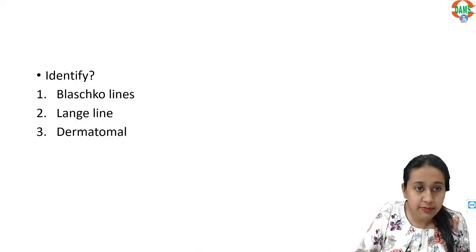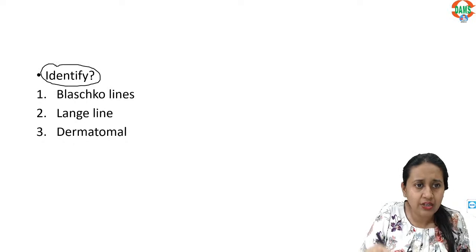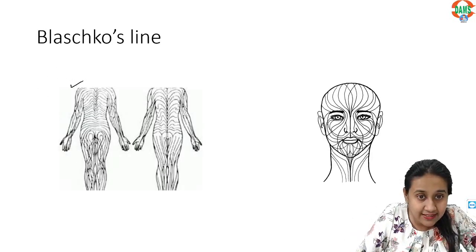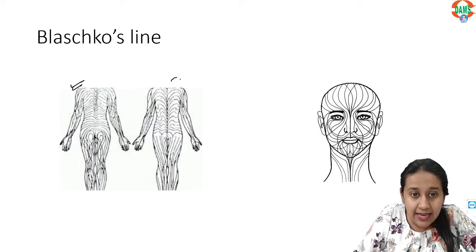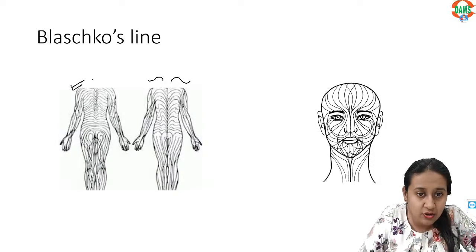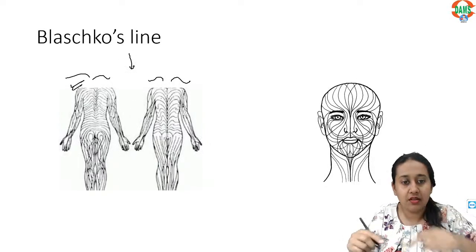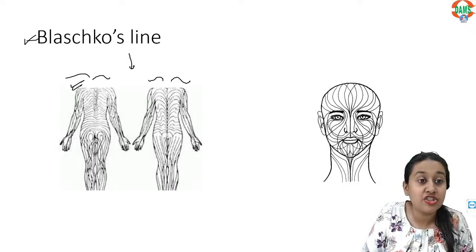Now, I am not very sure whether this was the image given or not. Students say that there was an image given. Somebody says that the image was like this, where you see an S-shaped pattern on the back and on the front. If you have an S-shaped pattern, it is Blaschko's line.